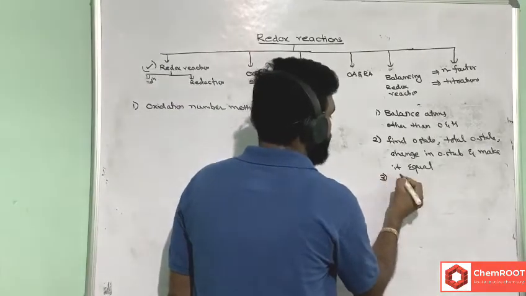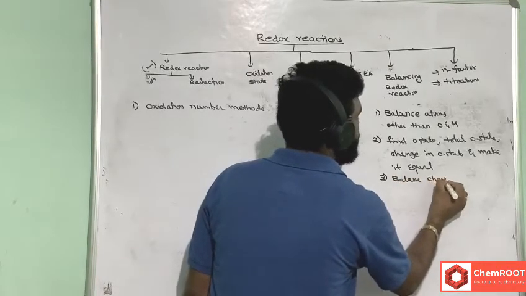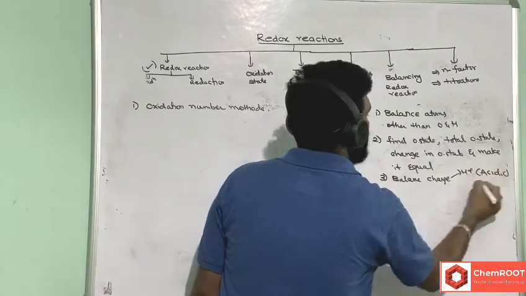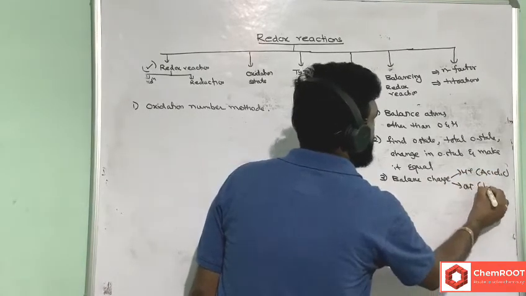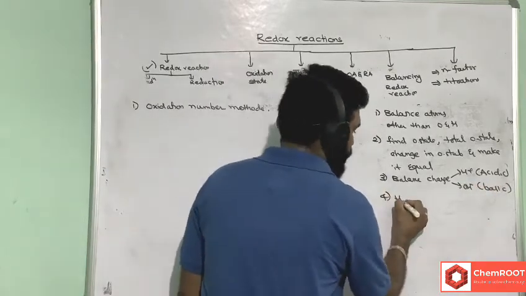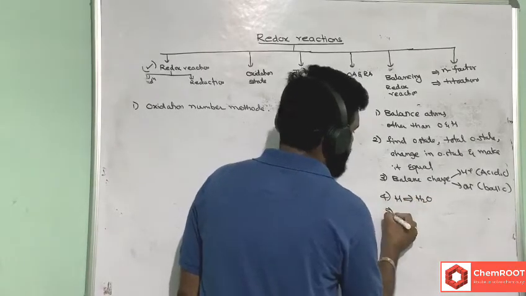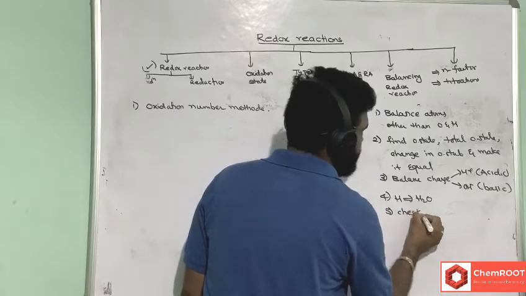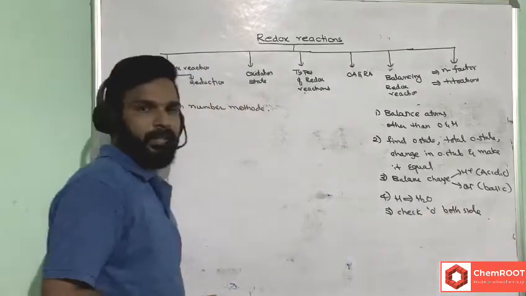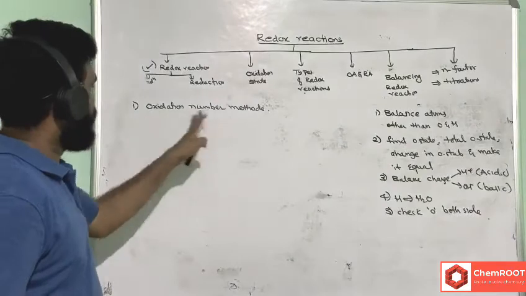And third one, you have to balance charge with H plus ions in acidic medium and OH minus ions in basic medium. And finally, hydrogens you have to balance with water molecule. Finally, check oxygen atoms on both sides. If the reaction is balanced, then it will be equal on both sides. So that is the oxidation number method.